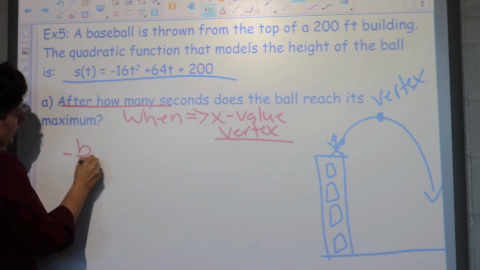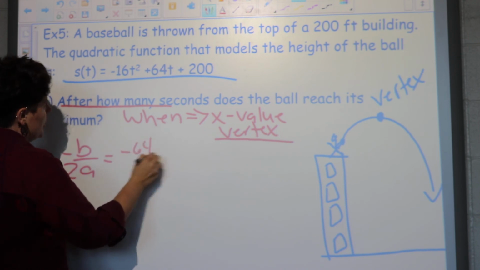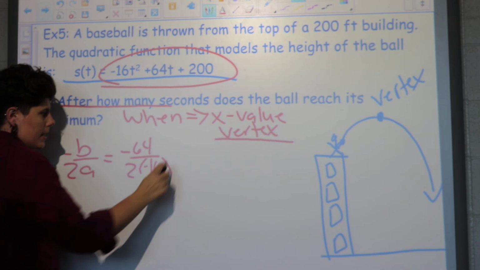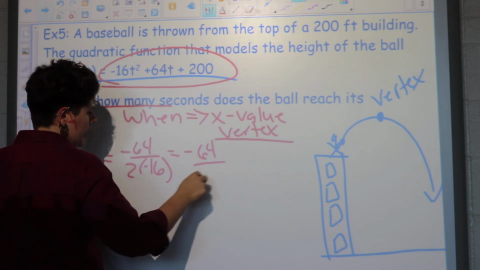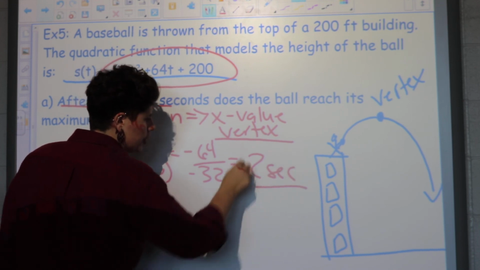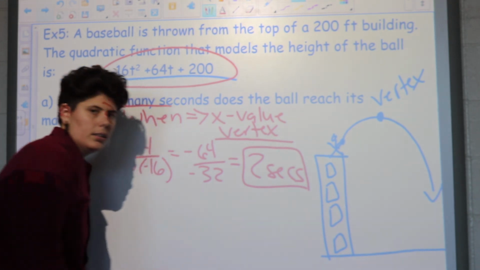So I have negative b divided by 2a, which means I have negative 64 divided by 2 times negative 16. Just getting it straight from my equation here. So I have negative 64 divided by negative 32, which gives me a positive 2. So after 2 seconds, that ball has reached its maximum height.